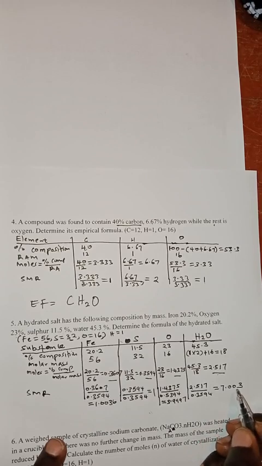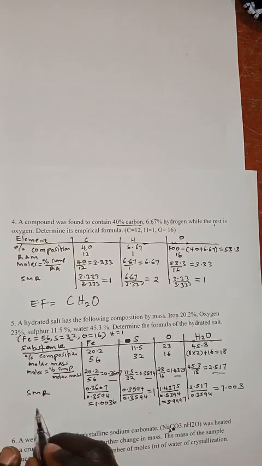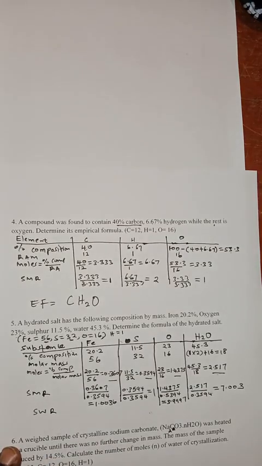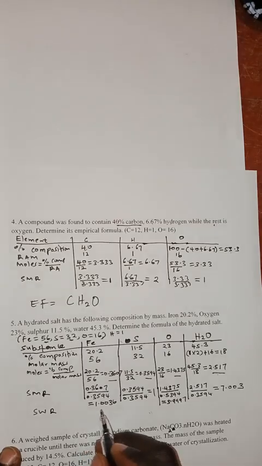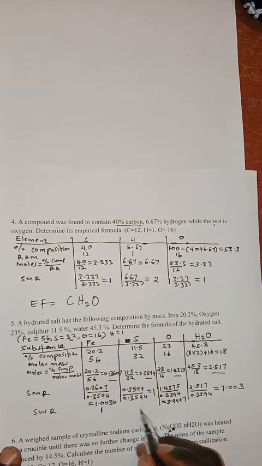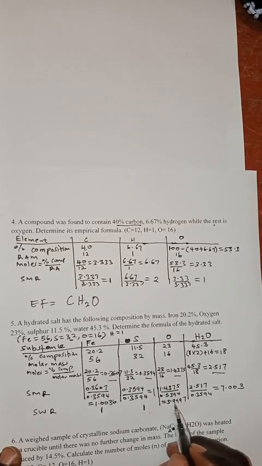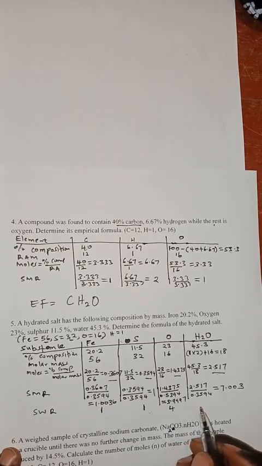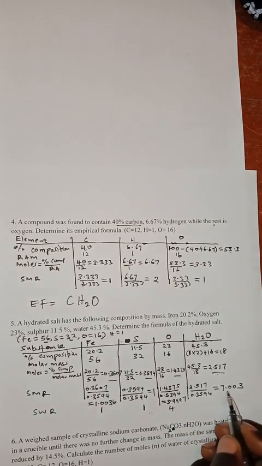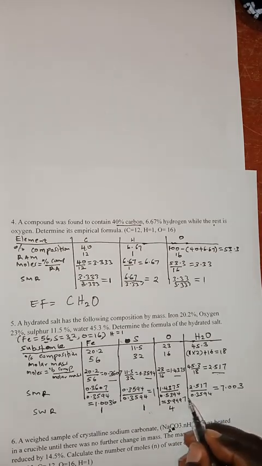Then finally, we get the simplest whole number ratio. Because this 1.0036, rounding to the nearest whole number, is 1, then for sulfur it is already a whole number, it is 1. Oxygen, 3.9997, we round it to 4. Then water, which is 7.003, we round it to 7.